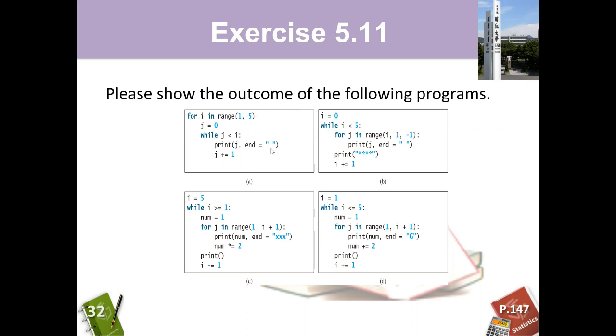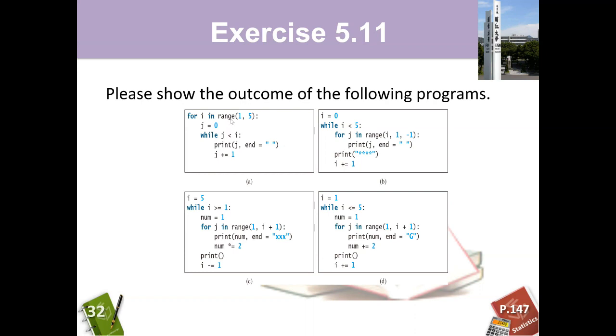Okay, so it's the nested loop, right? So we have the inner loop and outer loop. First, for i in range 1 to 5, not reaching 5, so from 1 to 4 actually. And we make j equal 0, while j is smaller than i, then print j, with the end being one space, and continue, right?